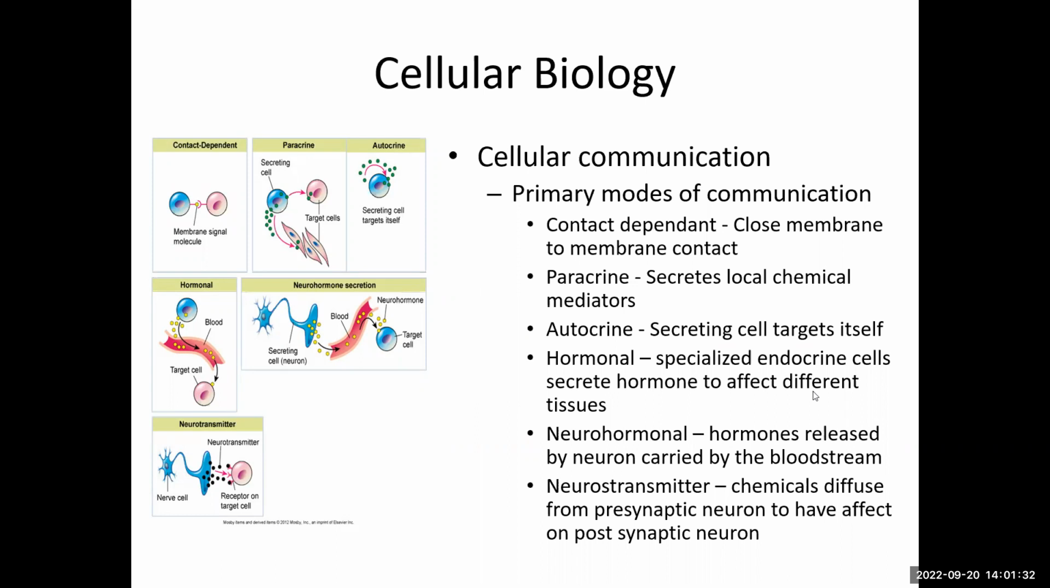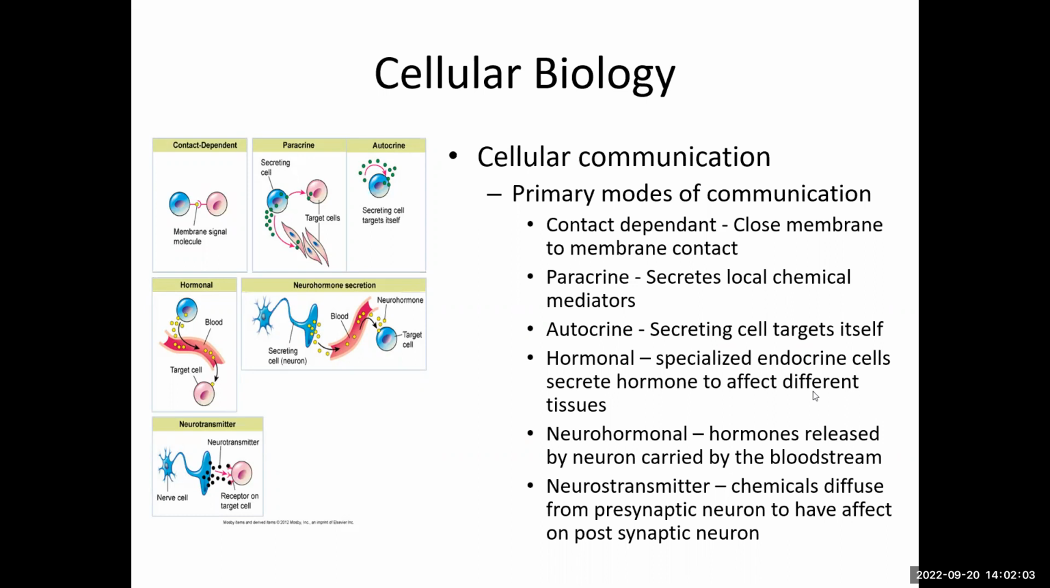Then we have hormonal signaling, and this is specialized to the endocrine cells. They're going to secrete a hormone. It's going to be sent out into the blood, and it's going to then be taken to the target cell that is a much farther distance away. Think about your pituitary gland in your brain sending a signal to the thyroid gland in your neck. So there is a distance away there. Neurohormonal is going to be hormones that are going to be released by neurons. They're going to also be carried in the bloodstream to a target signal.